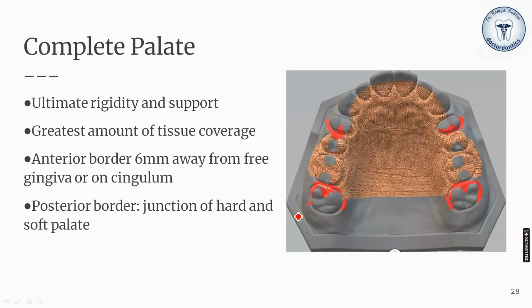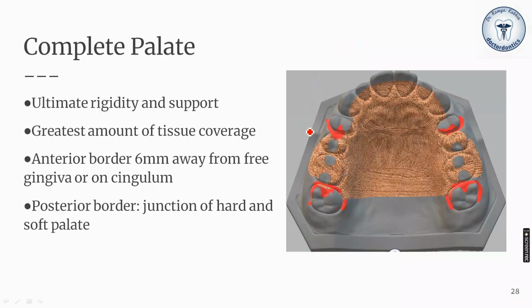Now coming to the complete palate. The complete palate will have ultimate rigidity and support. It will cover a great amount of tissue and distribute a great amount of force. Then the anterior border should either be 6 mm away or lie on the gingival surface of the abutments. Then the posterior border should be at the junction of hard and soft palate. Remember, it won't have the PPS as we have in acrylic, because to record the PPS you use green stick, but you can't apply that to metal. If you're using metal to completely cover, then you can't gain that PPS. If you forcibly gain the PPS, it will be harmful to the remaining abutment teeth because metal won't have properties similar to acrylic.